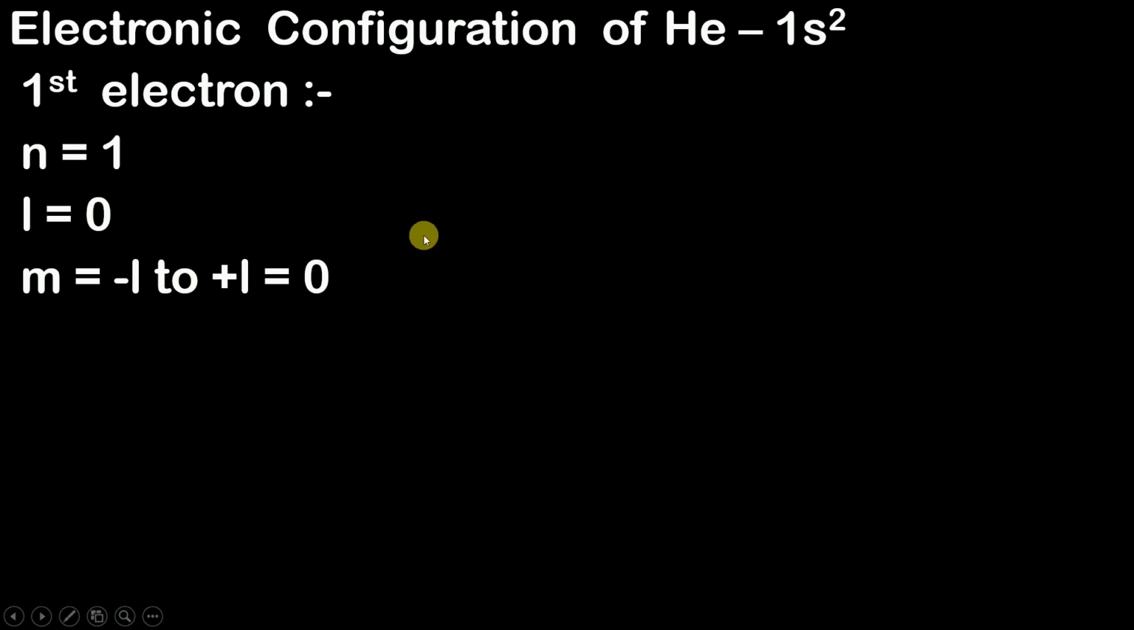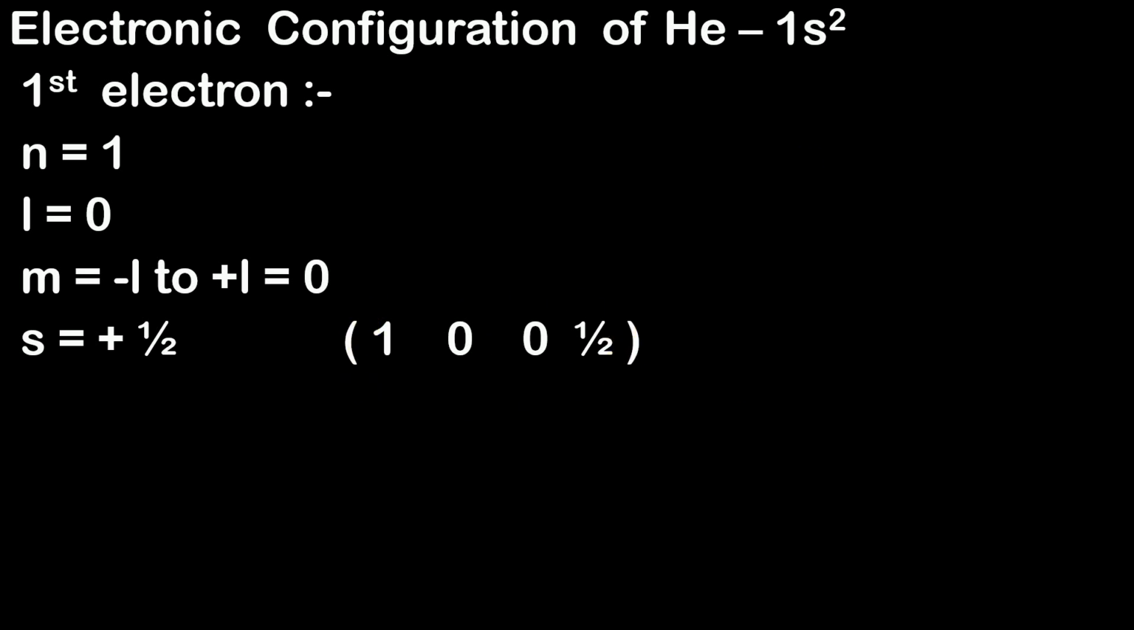Now the remaining one is s. So let's consider that our first electron is revolving in a clockwise direction. So we take s equal to plus half. Now when we write all the four quantum numbers inside a set, what we get is 1, 0, 0 and plus half.